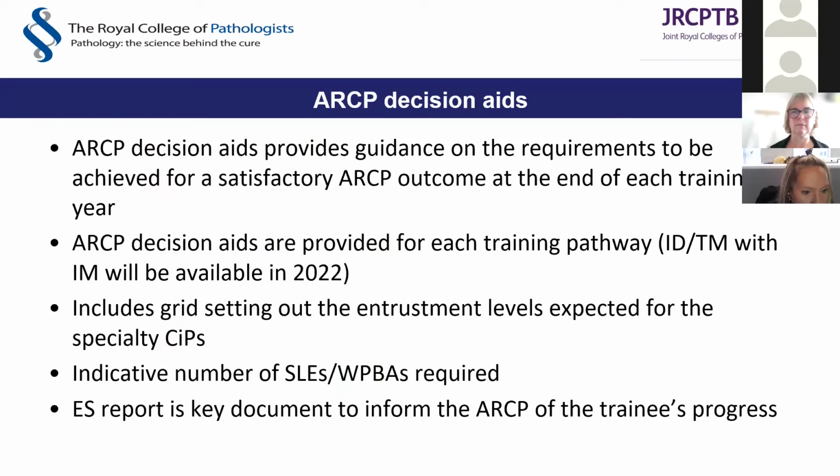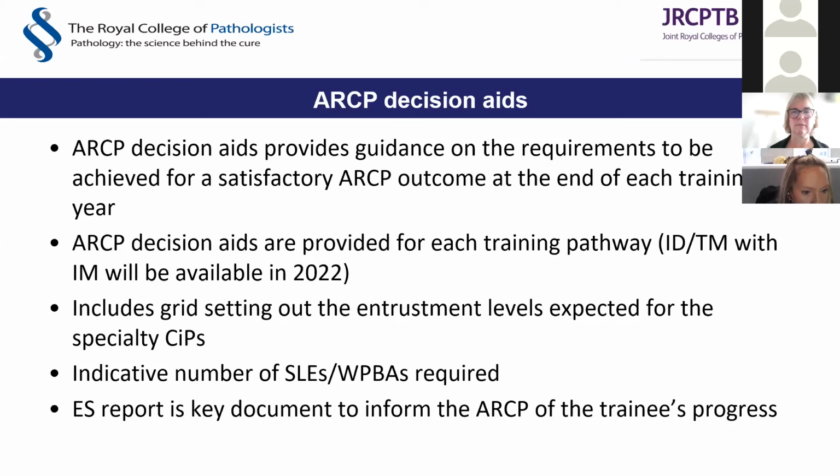So as before, most of you will be familiar with the ARCP decision aids, and the decision aids are really there to guide the trainers and the trainees so that they know what they need to achieve a satisfactory ARCP outcome at the end of each training year. We are providing ARCP decision aids. There will be 5 different decision aids provided for the different combinations. So there will be one for medical microbiology or medical virology training alone, one for medical microbiology or medical virology with infectious diseases, one for medical microbiology or virology with tropical medicine, and then there will be one for infectious diseases with internal medicine and one for tropical medicine with internal medicine. So there will be 5 different decision aids, again, to make it clear for the different trainees on the different training pathways as to exactly what will be required.